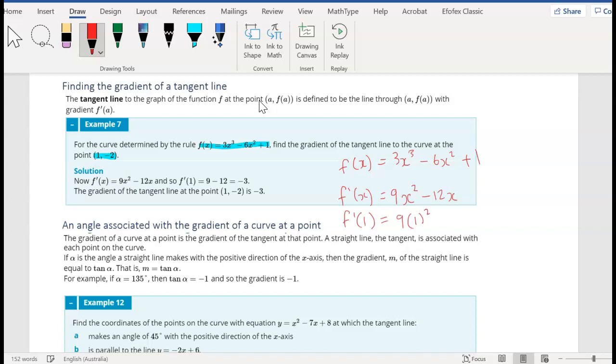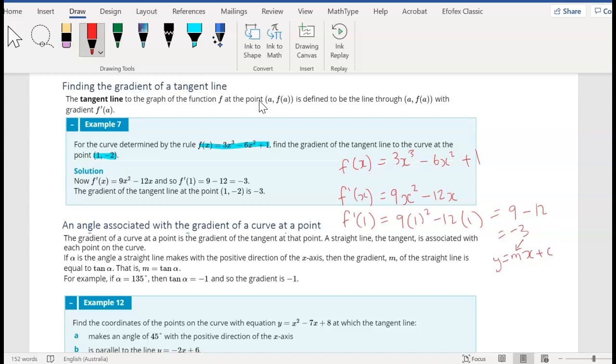Anyway, when you're substituting in, I always think it's a good idea to put brackets around what you're substituting in. So 9 times 1 is 9, 12 times 1 is 12, so we end up with a gradient of negative 3. Now, as I said in the previous video, the tangent is a straight line. So what we've found in our equation of the tangent, which is y equals mx plus c, we've just found the gradient, which is -3.